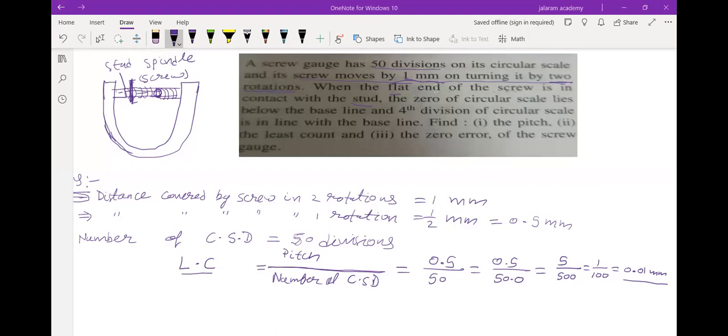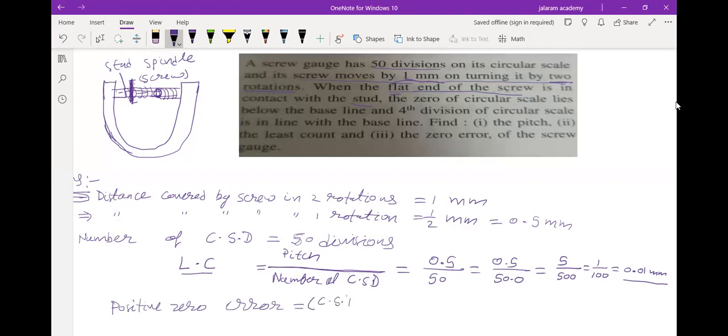So according to the question, which type of zero error does this screw gauge have? The positive zero error. Screw means you have understood the meaning of the flat end of the screw. Okay, it is in contact with the stud. The zero of circular scale lies below the baseline. So which type of zero error is this? Sir, positive zero error. Yes, positive zero error. And what is the formula?